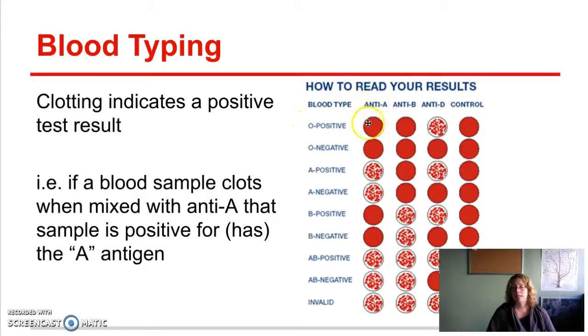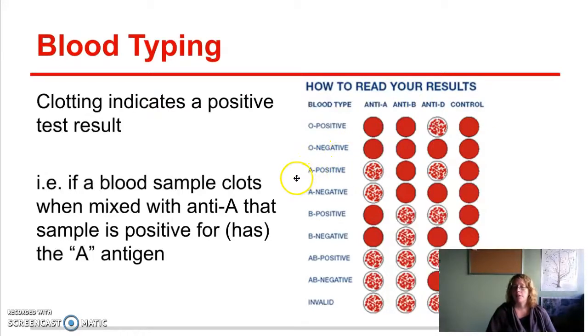So when you mix it with anti-A, no clumping occurs. When you mix it with anti-B, no clumping occurs. But this is O positive, and so when you mix it with anti-D, clumping occurs. And our control here is a negative control. If we saw clumping in our control, then we wouldn't be able to trust it. There's no clumping, so we're good.